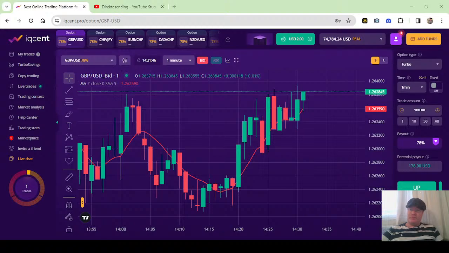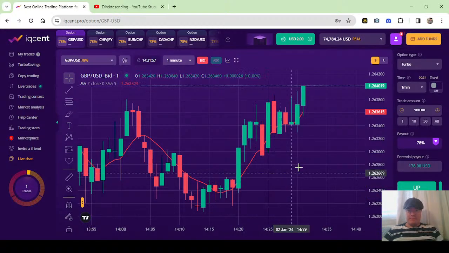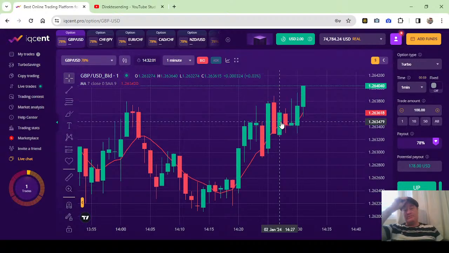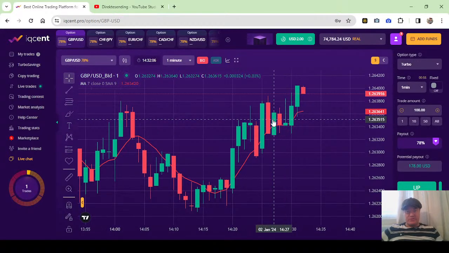That means the first trade of the day with this strategy was a loss. So I will put that into the statistics here now, minus 100. So this strategy is now currently minus $94. This is based on numbers from yesterday also. So for now it's a losing strategy.